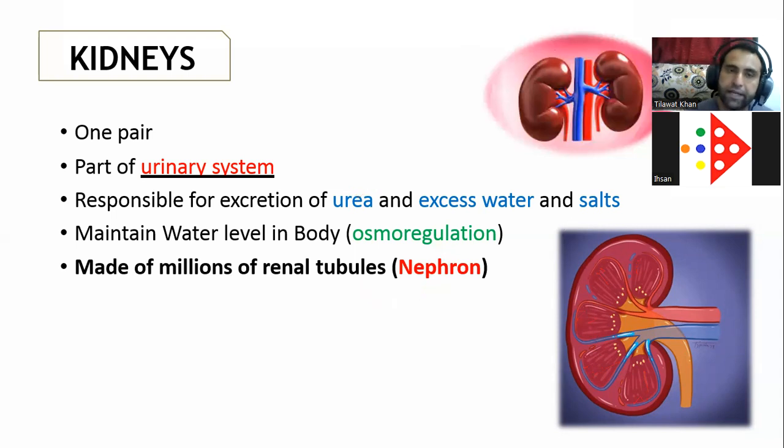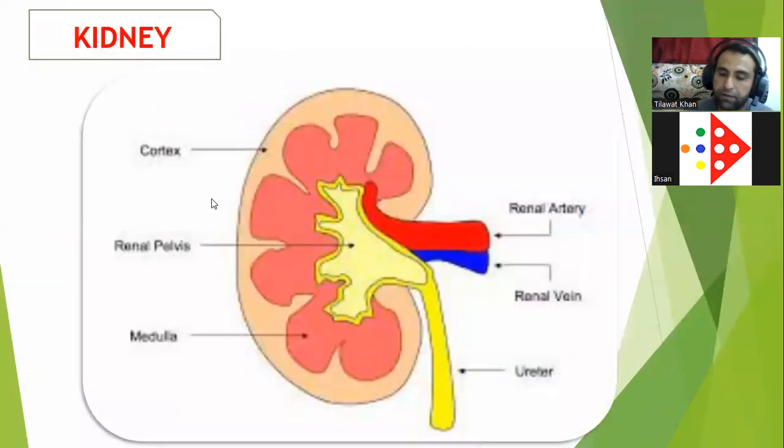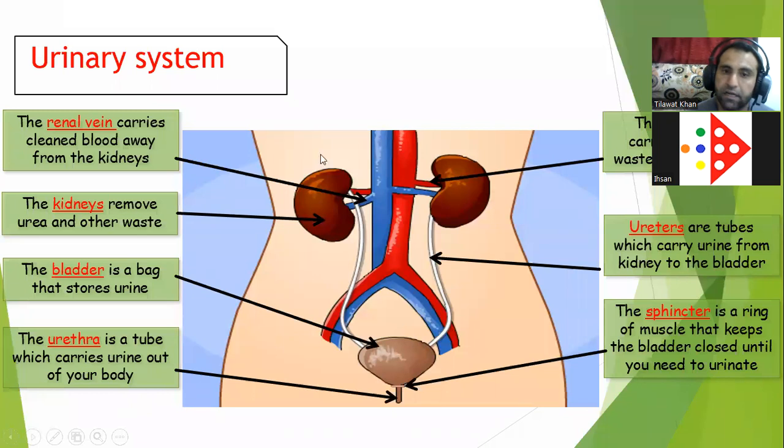Now let's go ahead and see the urinary system, right? Your urinary system consists of two kidneys, and those two kidneys are connected to a bladder by this pipe. The name of this pipe is called what?